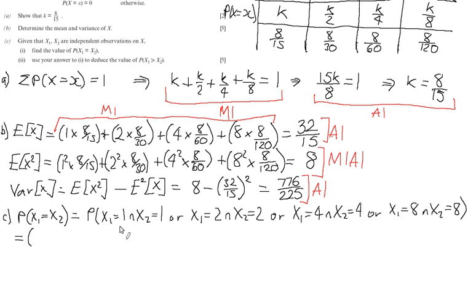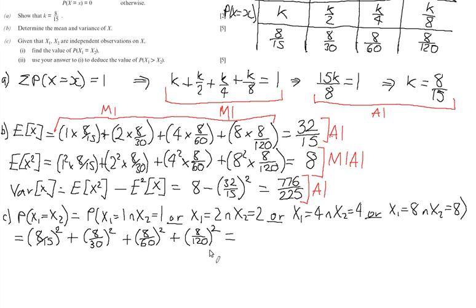How do I find these probabilities? Well, what we're going to get is the probability of x1 times the probability of x1, which is going to be 8 over 15 times 8 over 15, so 8 over 15 squared, plus, because these are mutually exclusive events and it's one thing or another thing happening, the probability of x2 times the probability of x2, which is 8 over 30 squared, plus, if we have x1 equal to 4 and x2 equal to 4, it's going to be 8 over 60 times 8 over 60, or 8 over 60 squared, plus, and you can see what's happening here, x1 equal 8, x2 equal to 8 is going to be 8 over 120 times 8 over 120, so 8 over 120 squared.